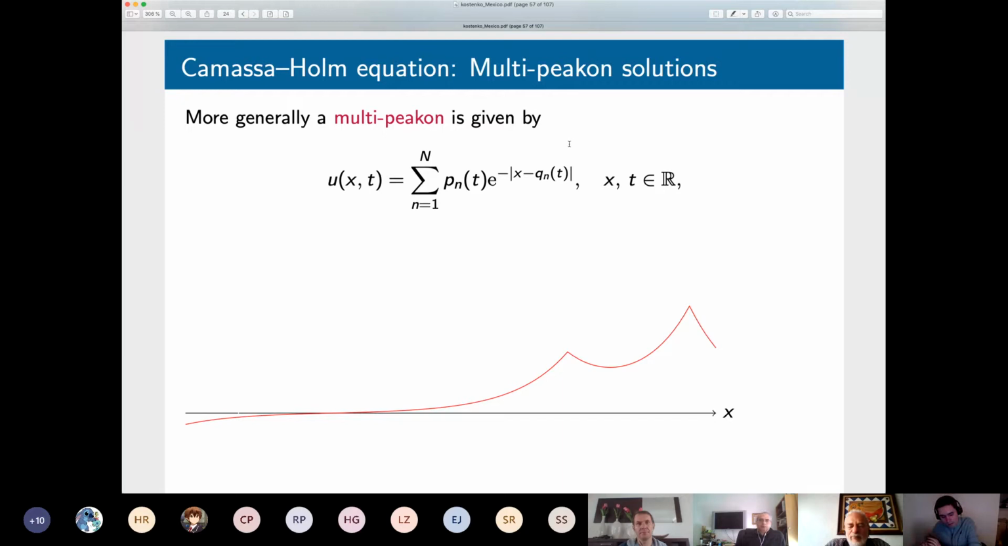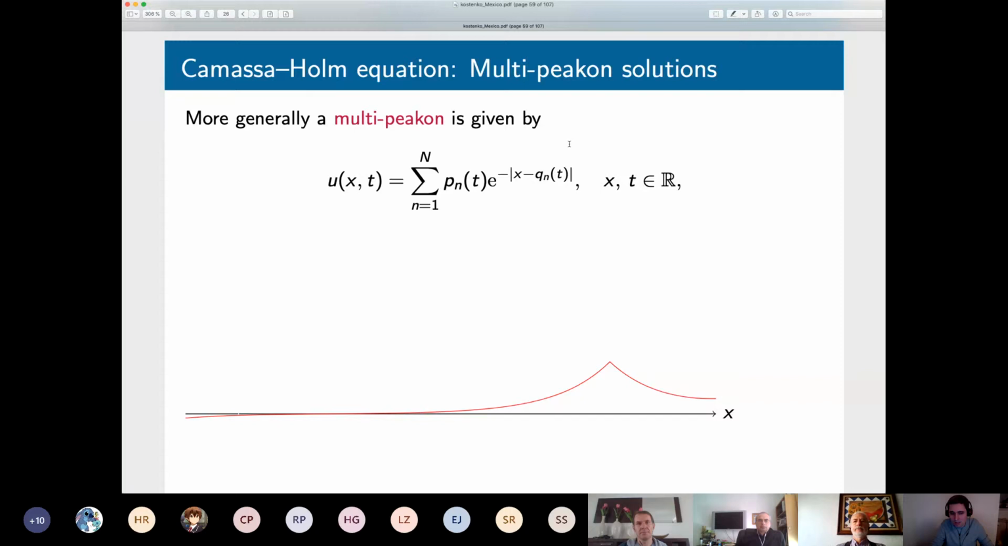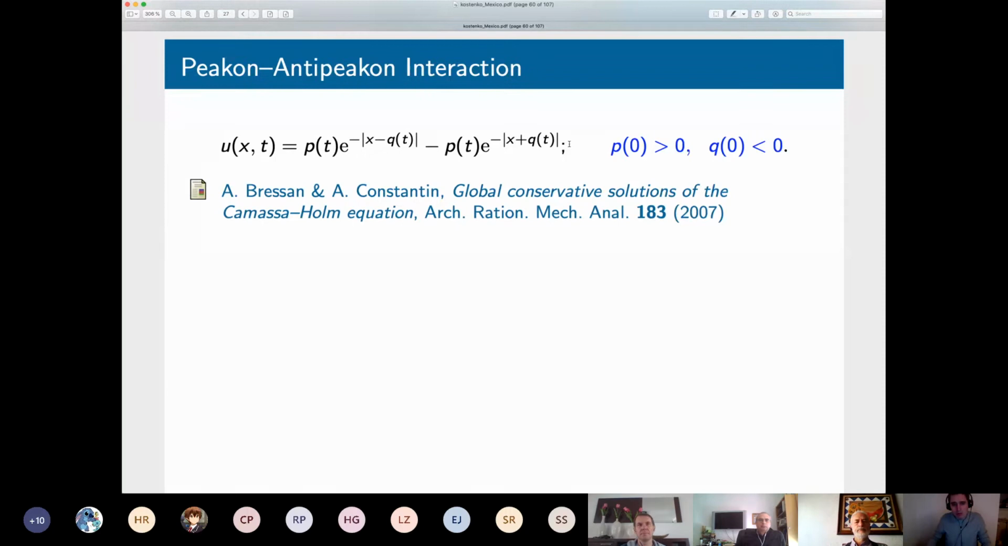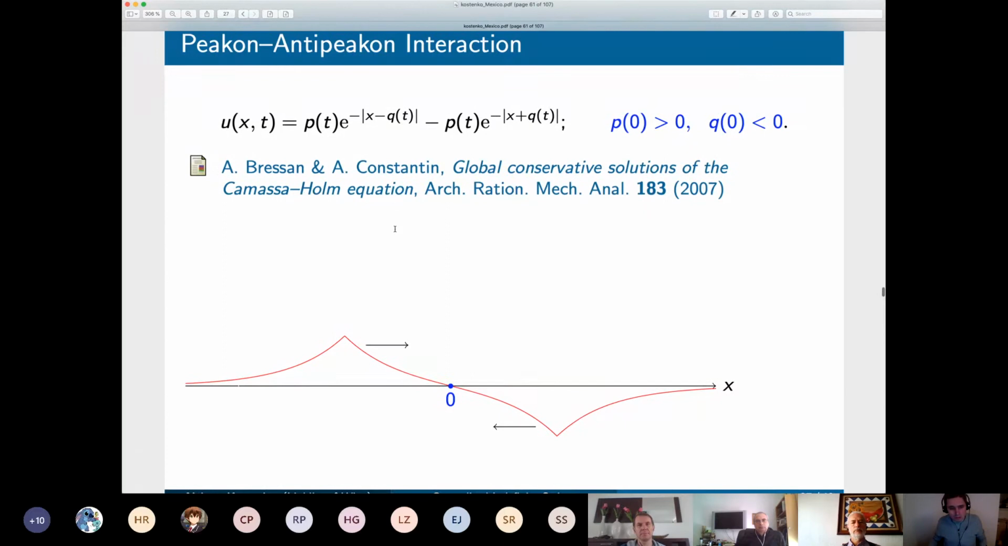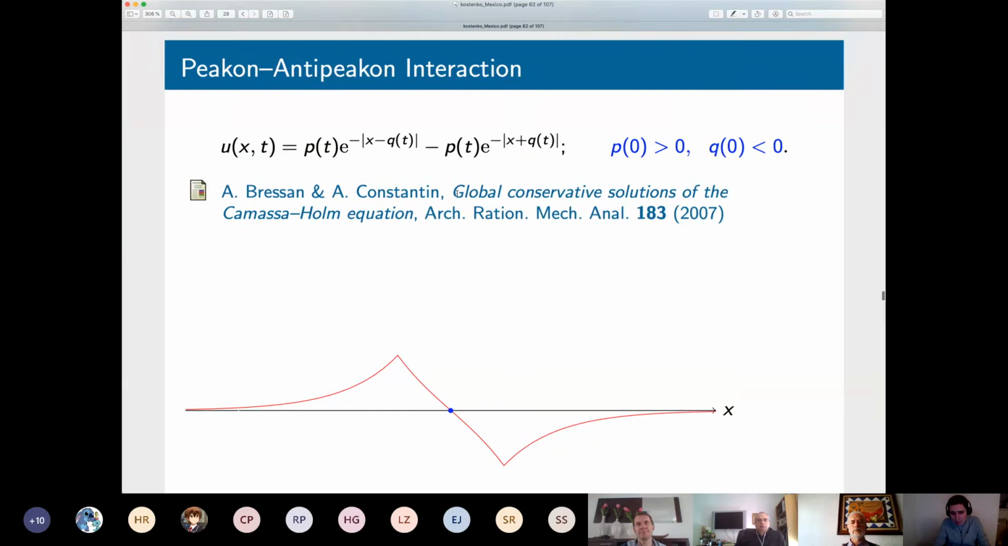Bad things actually happen when a positive and a negative peak interact, as I said on the previous picture. So it suffices to consider a peakon-antipeakon interaction. That is, we take a very symmetric setup: a negative peak on the right and a positive peak on the left. This function, just by the setup, is odd. It stays odd for all times t. The corresponding Hamiltonian system is rather simple, but it's a good exercise to solve it. All formulas can be found, in particular, in this paper by Brassan and Constantin. And the interaction of these two peaks looks exactly like this.